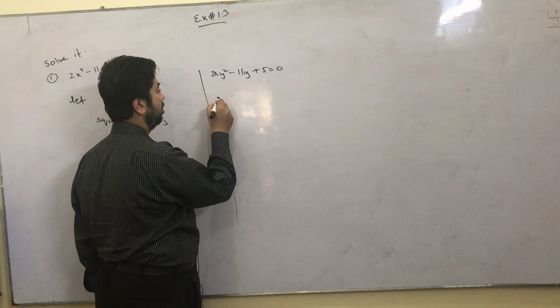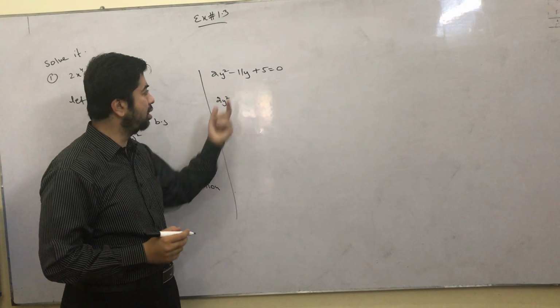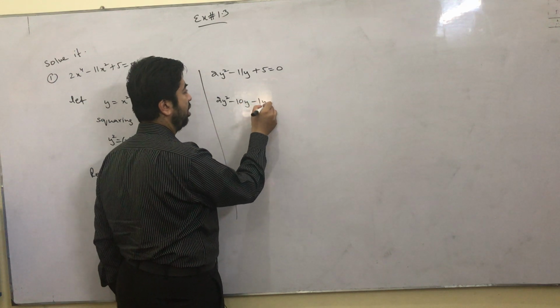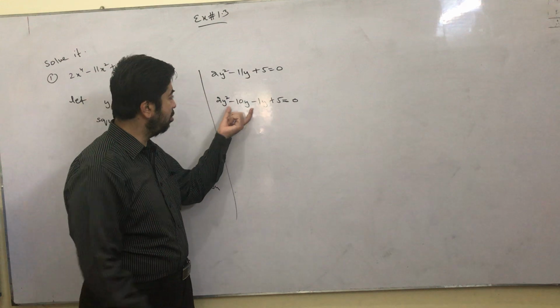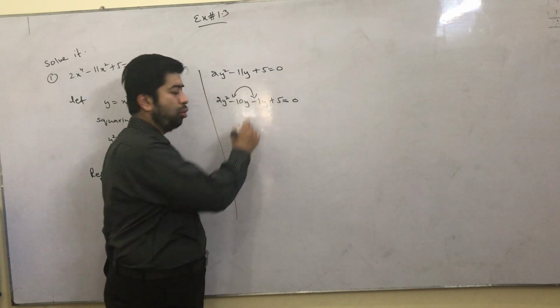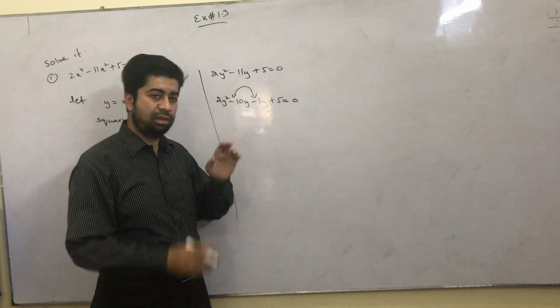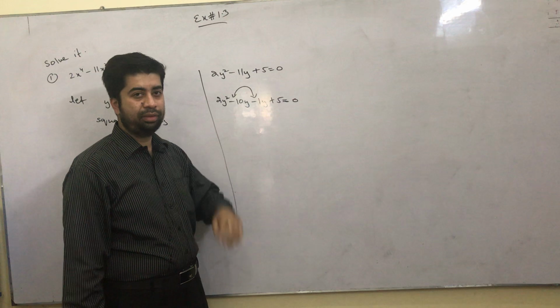Like 2 fives are 10. So 2y square, just for the middle term breaking, you can break it, that this is minus 11. You can write it as minus 10y minus 1y plus 5 is equal to 0. Just because of minus 10 and minus 1. After multiplying this, it must be plus 10, and 2 multiplied by 5, that is also plus 10. And minus 10 and minus 1, it is minus 11, this is minus 11.